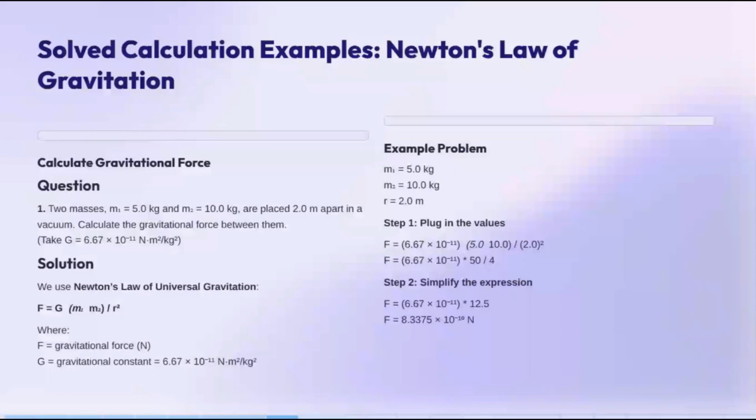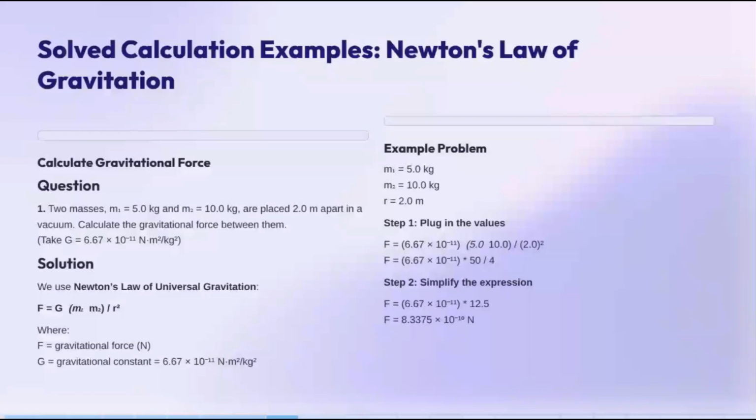To solve this, we'll use Newton's law of universal gravitation. The formula is F equals G times (M1 M2) all over R squared. So we'll now use that formula to solve this. They are looking for F. They gave us G, M1, M2, and R.